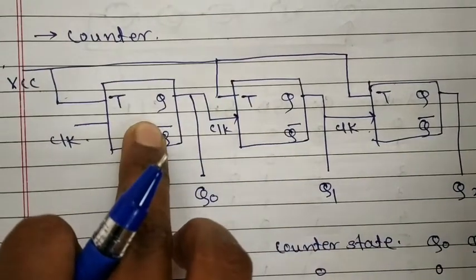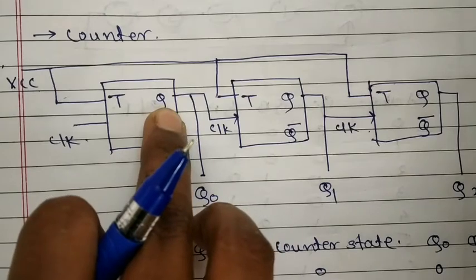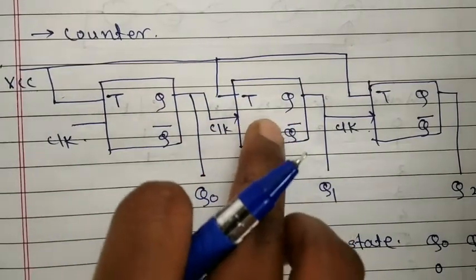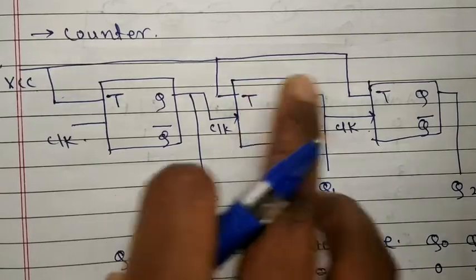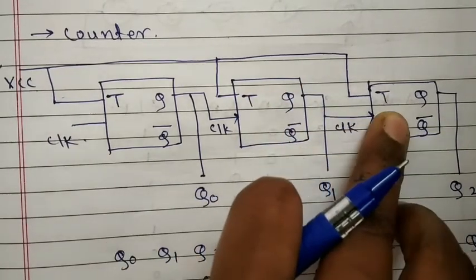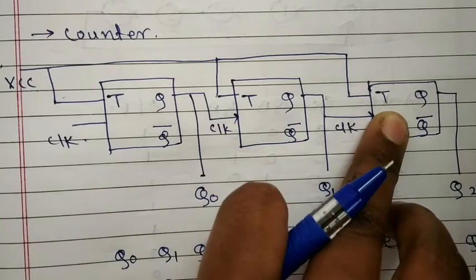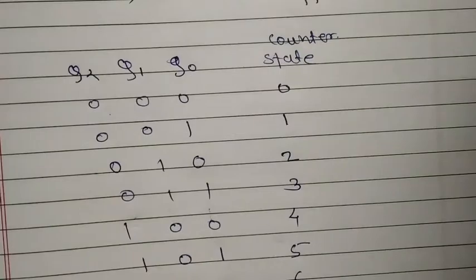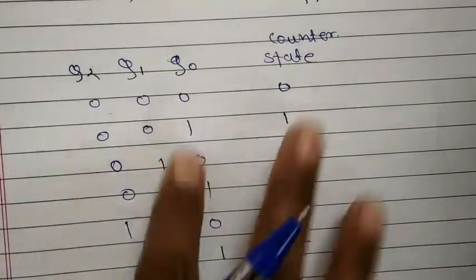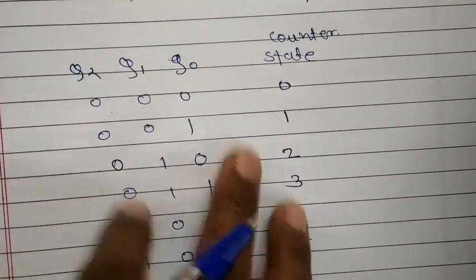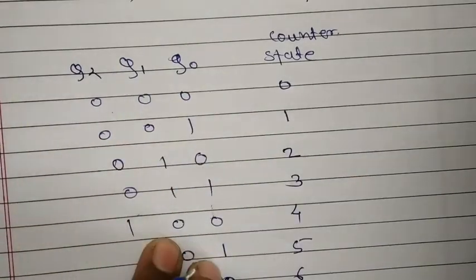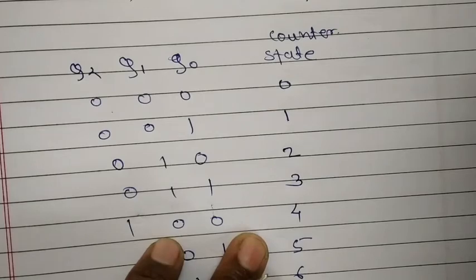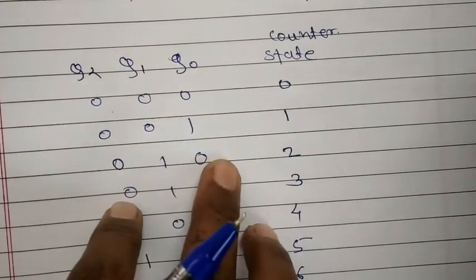Output of LSB flip-flop Q is applied as a clock to the next flip-flop. Same way, output of the second flip-flop is applied as a clock to the third, MSB flip-flop. This type of counter is called an asynchronous counter. As I mentioned, J is equal to K is equal to 1, which means both inputs are connected to the same input. This type of flip-flop is called a toggle flip-flop, and we are getting the output in inverted state.